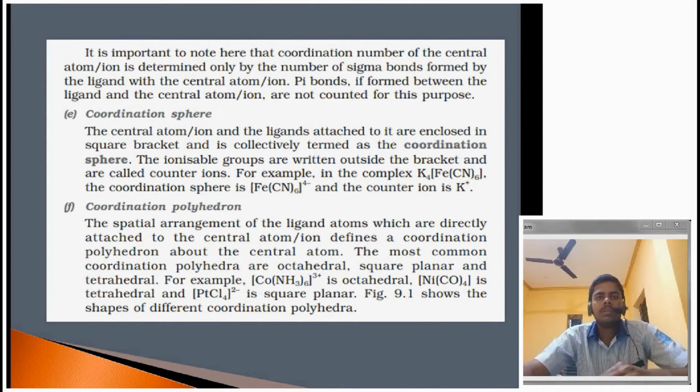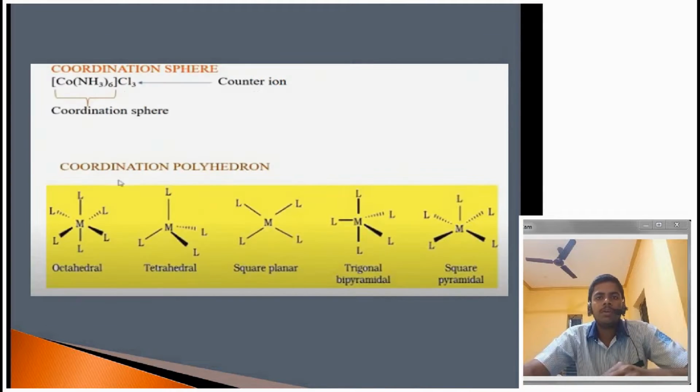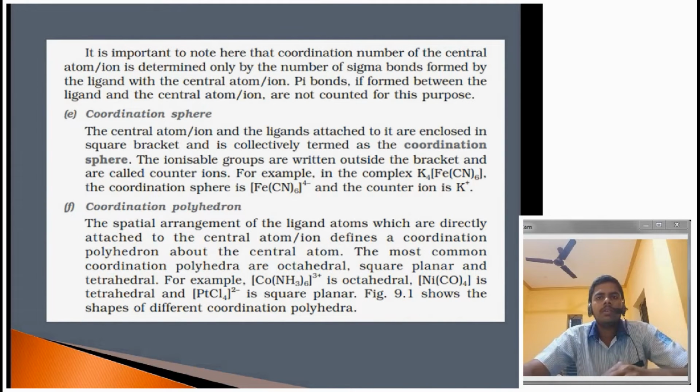Coordination sphere. The central atom or ion and the ligands attached to it are enclosed in square brackets and are collectively termed the coordination sphere. The ionizable groups are written outside the bracket and are called counterions. For example, in the complex given, the coordination sphere is [Fe(CN)6]4- and the counterion is K+.